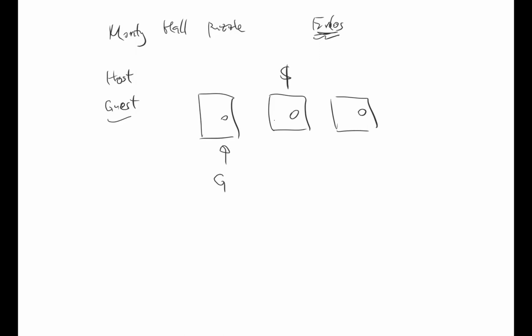Once he picks the door, the host will pick a door that does not have the prize and is not the door picked by the guest. So in this case, it can only be this door here. And then he will open this door and reveal that there's nothing inside. Now the host will ask the guest whether he wants to change his mind. Originally he picked this one, and the host opened another door, so the only door he can switch to is the remaining one.